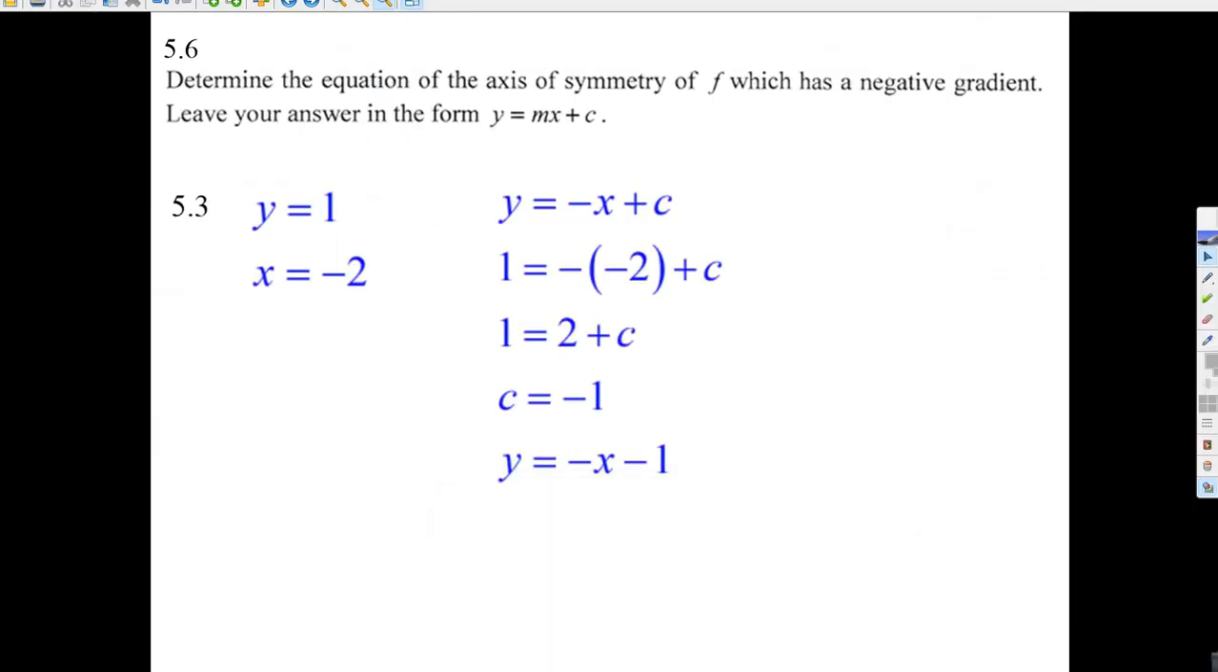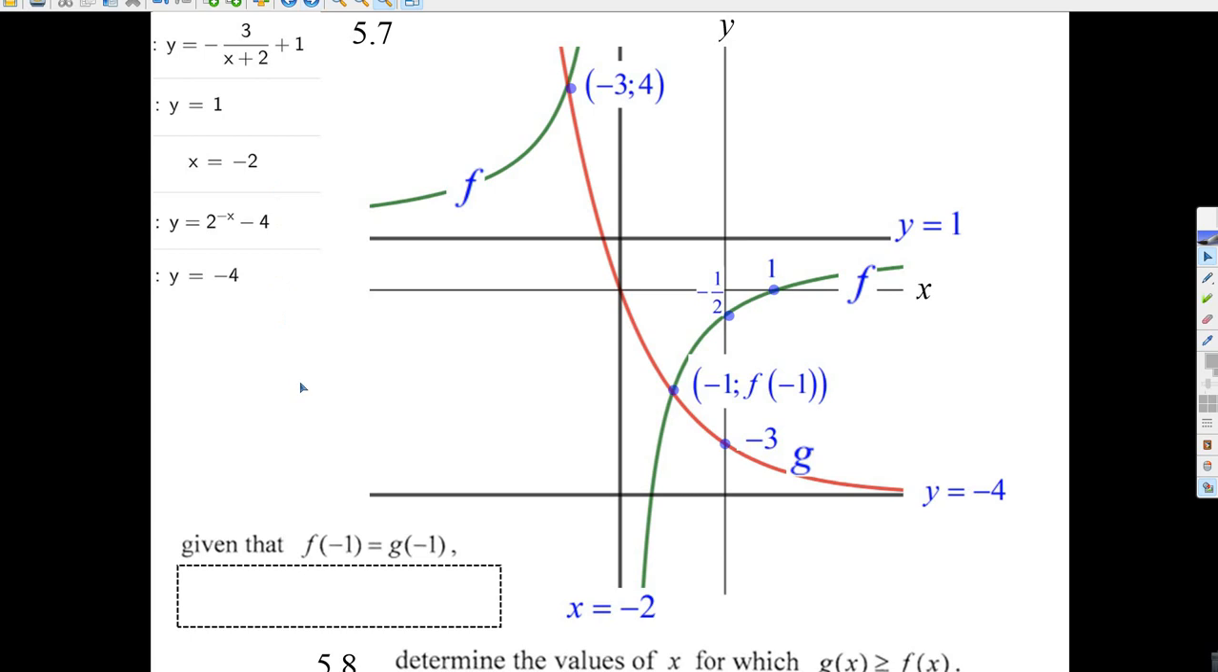Okay, we're going to look at the next part of this special function question, 5.7, and they ask you to sketch this whole graph now. Now you've got your hyperbola, minus 3 over x plus 2 plus 1. Well, let's look at it first. You put down a y-axis, you put down an x-axis, and you know that it's got to go down to minus 4, because that's the asymptote of the exponential equation.